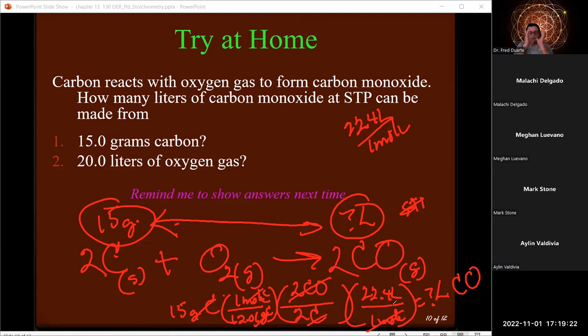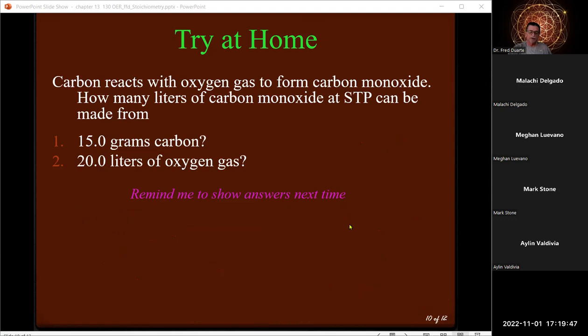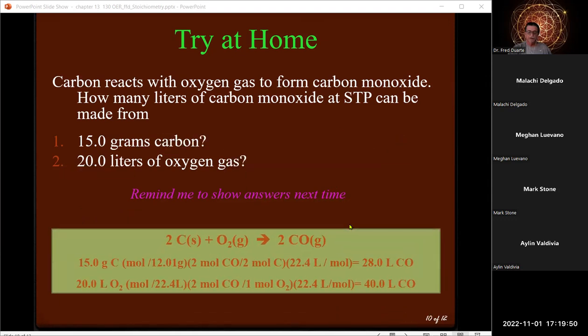So 15 grams, you convert to moles of carbon. Then the stoichiometric relationship between carbon monoxide and carbon. And then finally, since we are at STP, convert that using the 22.4 liters per mole to get the liters of carbon monoxide. And then try that with the 20 liters. I'll give you the answer now: it's 28.8 liters of carbon monoxide if you start off with 15 grams of carbon. And if you start off with 20 liters of oxygen, you should make 40 liters of carbon monoxide.